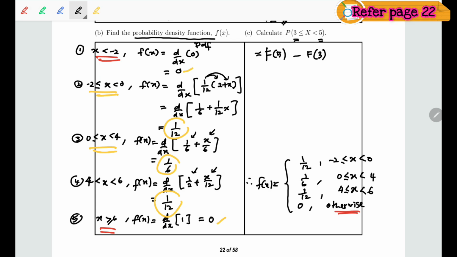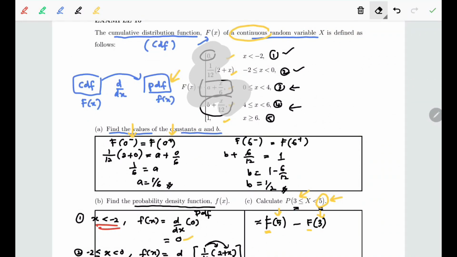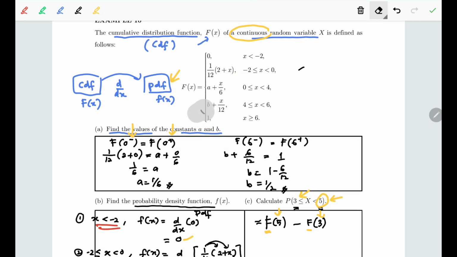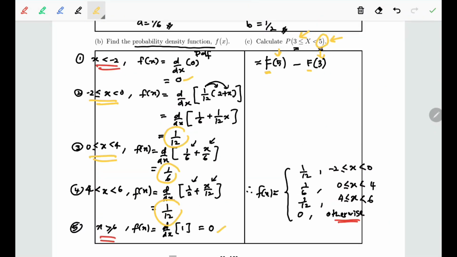We are going to substitute the maximum value minus the minimum value. So we're going to substitute 5 and 3 into the correct function. Since this is the CDF, you have to be careful that you need to substitute this x into the CDF. The CDF function is whatever was given in the question from the start. So we're going to substitute the 5 and 3 into this function, not the PDF, it should be the CDF.